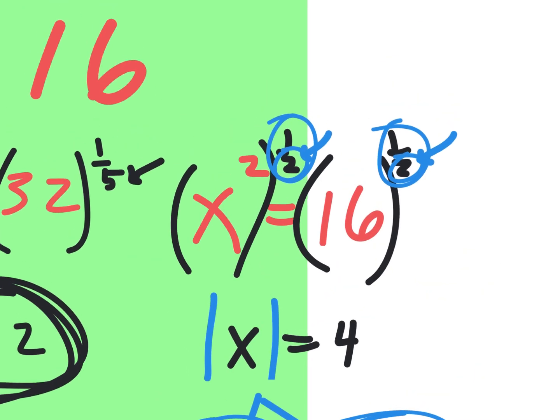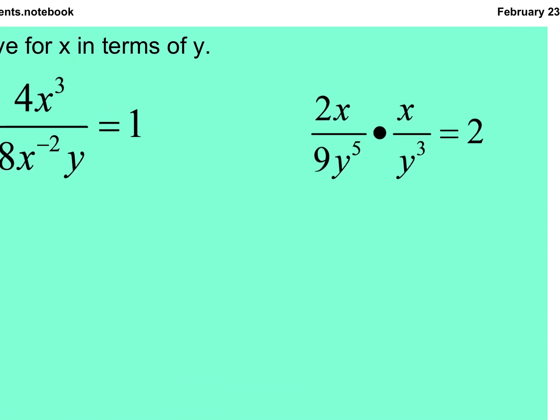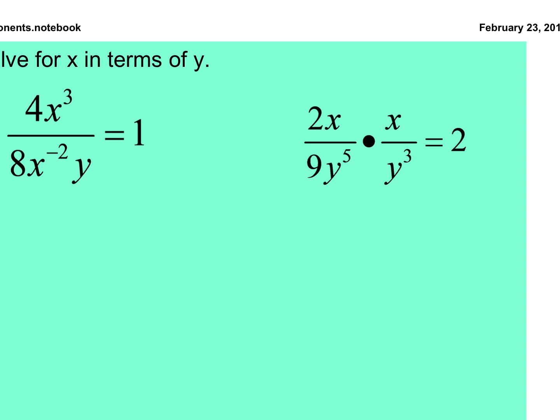All right, move on to the next page. Oh, it's getting more and more complicated, but honestly, really not that bad. The only thing here is that in terms of y means there's going to be y's in your answer. So in other words, it's okay to have the y in the answer. Don't be surprised when the answer has y in it.